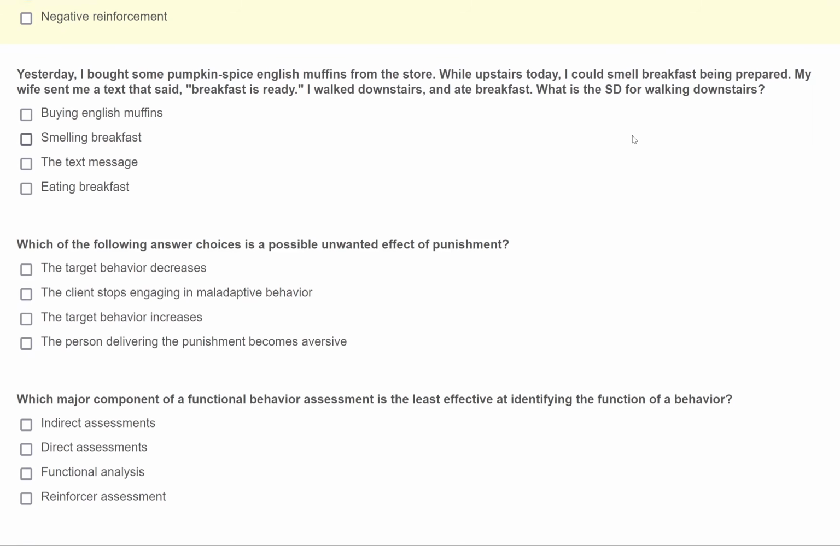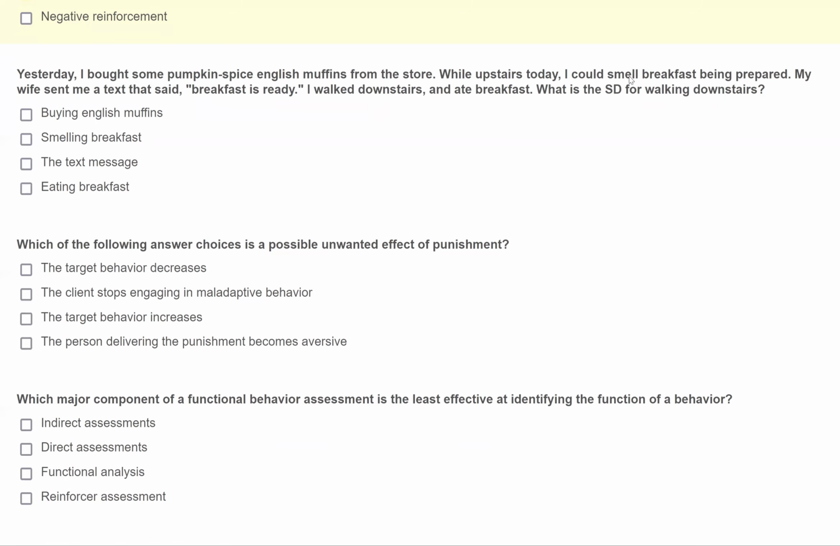Now, the question is asking about what? It's asking about walking downstairs, specifically the SD for walking downstairs. So the SD is signaling reinforcement is available and it's evoking behavior. So what evokes walking downstairs? Well, let's break it down, right? Yesterday I bought pumpkin spice English muffins from the store. Does not evoke me walking down the stairs, right? Maybe a setting event, but it happened yesterday, not today.